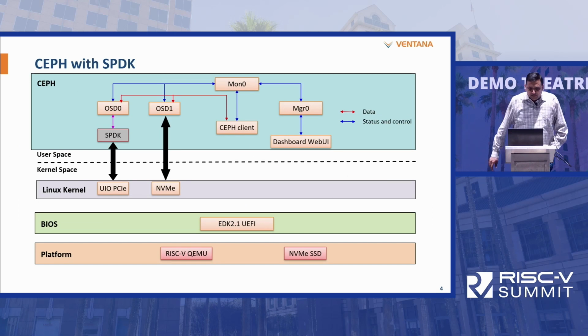And then we will go to the next one here, which is Ceph. I think some of you might be familiar with how Ceph works. Working bottom up in this picture, the bottom platform is the RISC-V QEMU platform, and it has a locally attached NVMe SSD, and the BIOS is a UEFI EDK 2.1 BIOS, with a Linux kernel that has UIO-PCIe and the NVMe block. And then on top of that is user space Ceph. Ceph runs in user space. You can see there are two OSDs, or object store daemons. One is accelerated using SPDK. The other is a traditional NVMe framework in the Linux kernel. So those are the two black arrows that you see there.